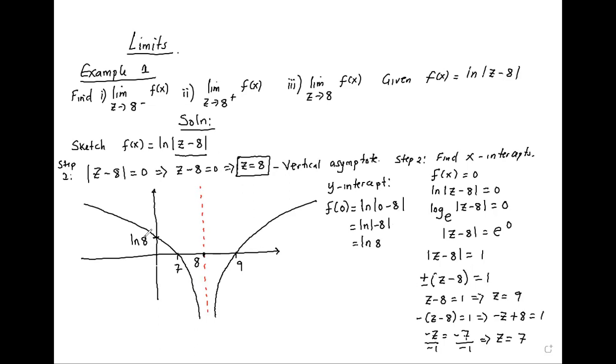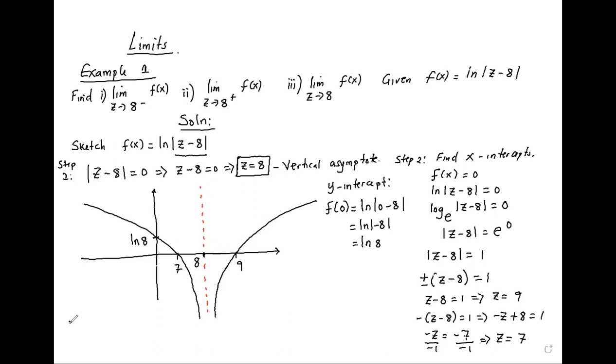There's a difference. If the absolute was outside, if it was the absolute value of ln of z minus 8, the sketch would have come out different. We would have only had the sketch on the right side, but then it would have come here and gone up like that, and not the other one. Okay. After that, we can now answer the question.